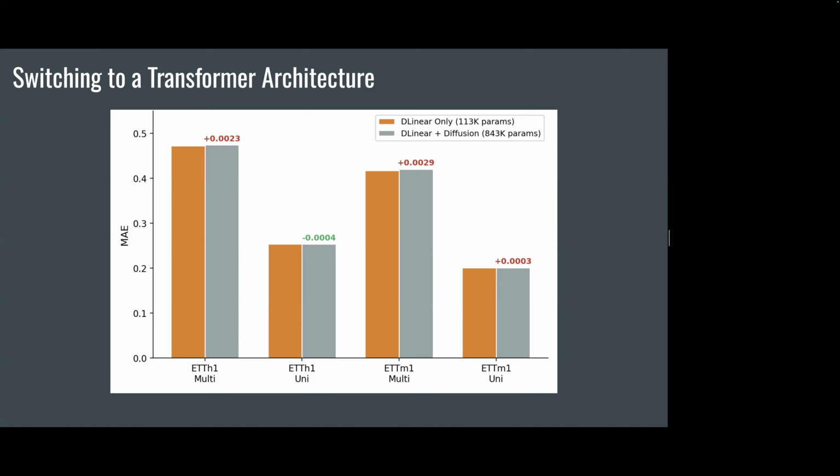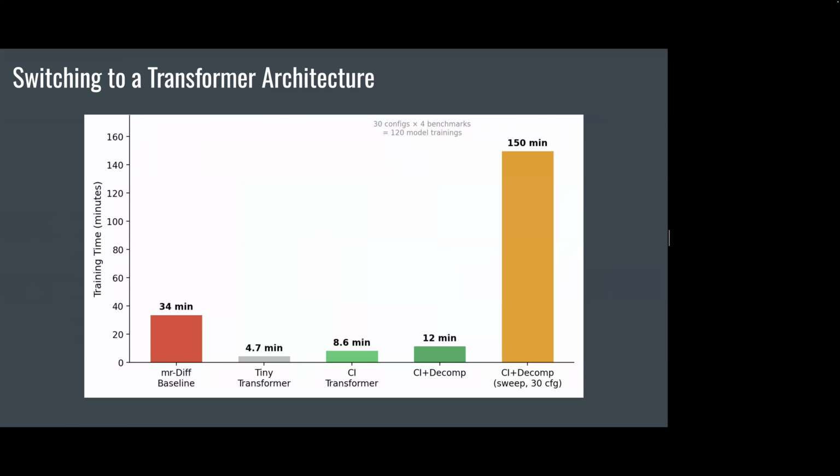As you can see, with the orange being the D-linear backbone only and the gray being D-linear plus diffusion, diffusion doesn't do anything. And we validated this many times to make sure that we weren't doing anything wrong. It was just off. So switching to a transformer architecture, you can see the 34 to 4.7. There's a 1.6 in there, but this is for a specific case. You can just see the training went a lot faster.